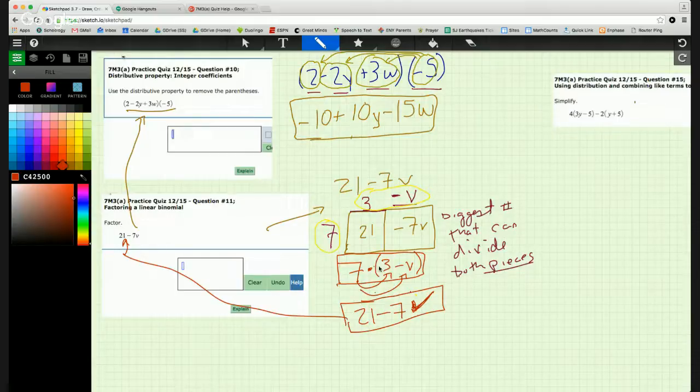So the other way you can do it is you can just look at this thing and you can do it without the picture. I like the picture because it makes it easier for me. But you could just say, well, what's the biggest thing that divides both of these? Well, that's a 7. So we'll say 7. And well, what times 7 is going to give me 21? Well, 3. 7 times 3. And then 7 times what will give me my negative 7v? Well, that's negative v. So we can go straight there. This is for the picture version. I kind of like that again. Okay.